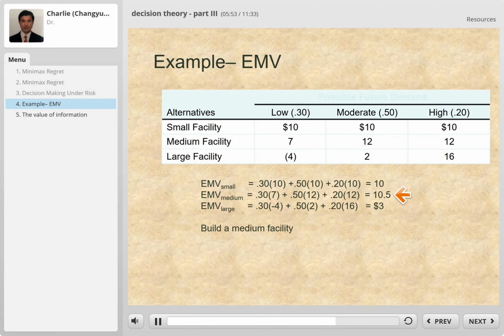A note here that this is very similar to the Laplace we learned. In the Laplace, actually, we assume that basically all three demand, high, low, moderate are equally possible. So we simply take an average. Now we know that in this case, we learned a little bit more about the demand. We know that for different level of demand, we have different level of probabilities. So we calculate the estimated value, and we pick the largest one, which is 10.5, corresponding to medium-sized facility. So we build a medium-sized facility.